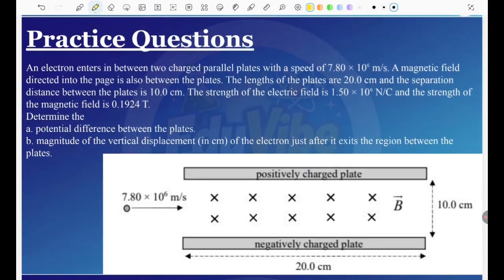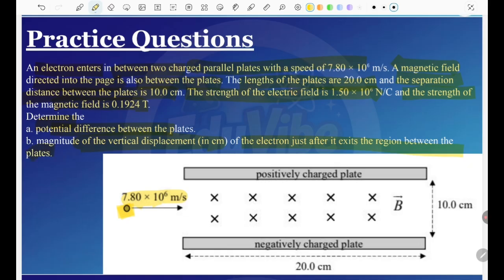The next question says an electron enters between two parallel plates with a speed of 7.8 times 10 to the power 6 meters per second. There is also a magnetic field directed into the page between the plates. The length of the plates is 20.0 centimeters and the separation distance is 10.0 centimeters. The electric field strength is 1.5 times 10 raised to power 6 newtons per coulomb, and the magnetic field strength is 0.1924 tesla. We have to determine the potential difference between the plates and the magnitude of the vertical displacement of the electron just after it leaves the region between the plates.